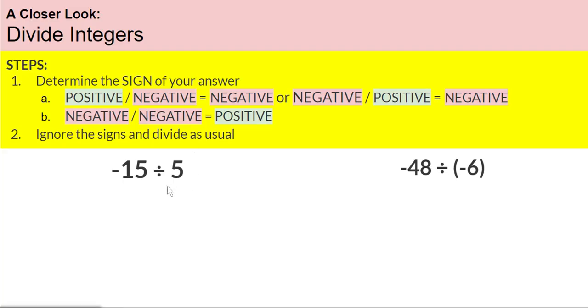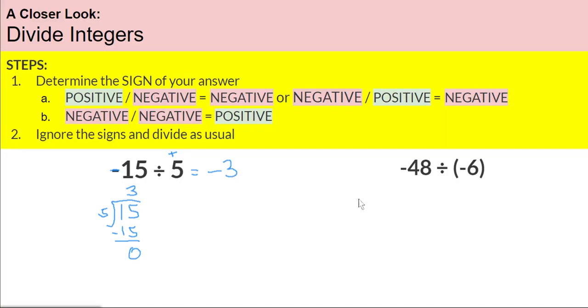So first question, negative 15 divided by 5, is that going to be positive or negative? I have one negative and one positive. I have one of each. So my answer is going to be negative. So now all you need to do is do 15 divided by 5. How many times can 5 go into 15? Count by 5s. 5, 10, 15. It's a perfect 3, right? Because we took out 15, so we have no remainder. So my answer is not 3, it's negative 3.